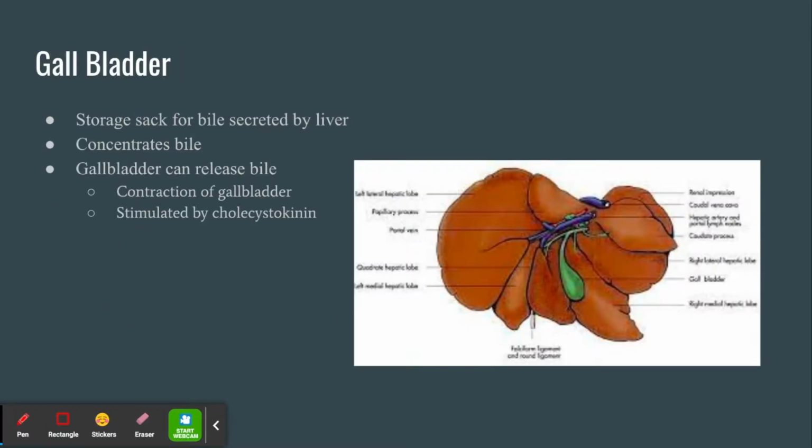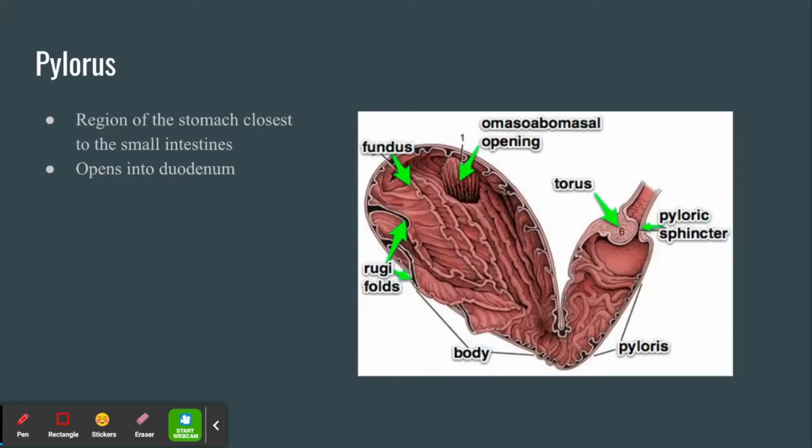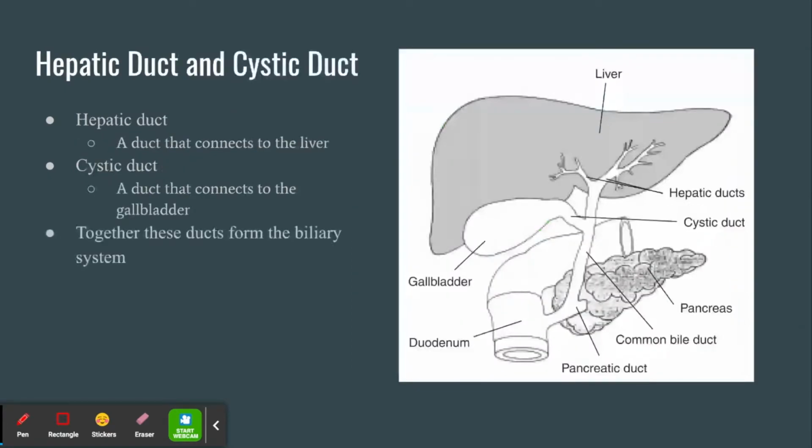The gallbladder is a storage sac for bile secreted by the liver. It concentrates the bile, and then the gallbladder can release bile when it contracts, which is stimulated by cholecystokinin. The pylorus is a region of the stomach closest to the small intestines, and it opens into the duodenum with the pyloric sphincter. The hepatic duct and cystic duct are the ducts that form the biliary system.